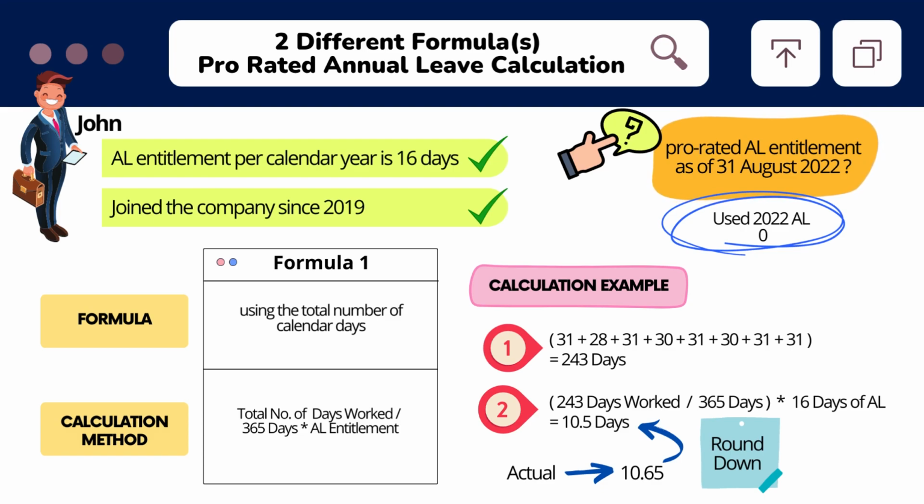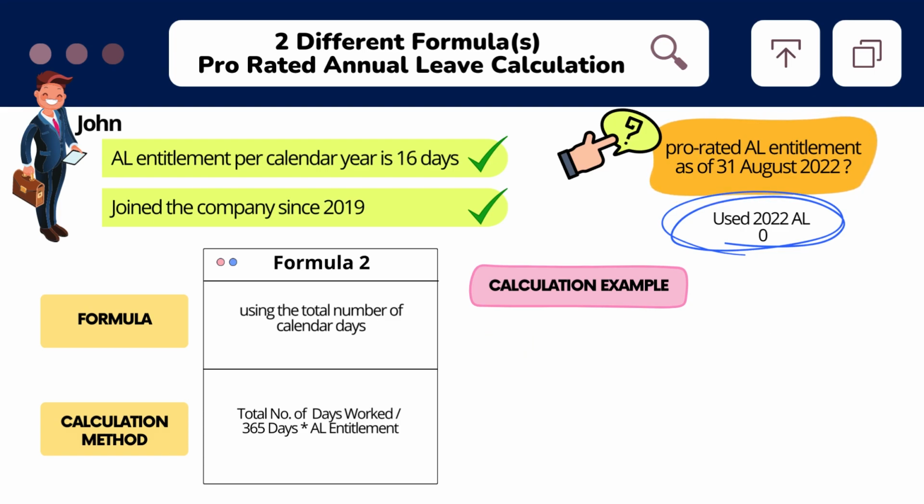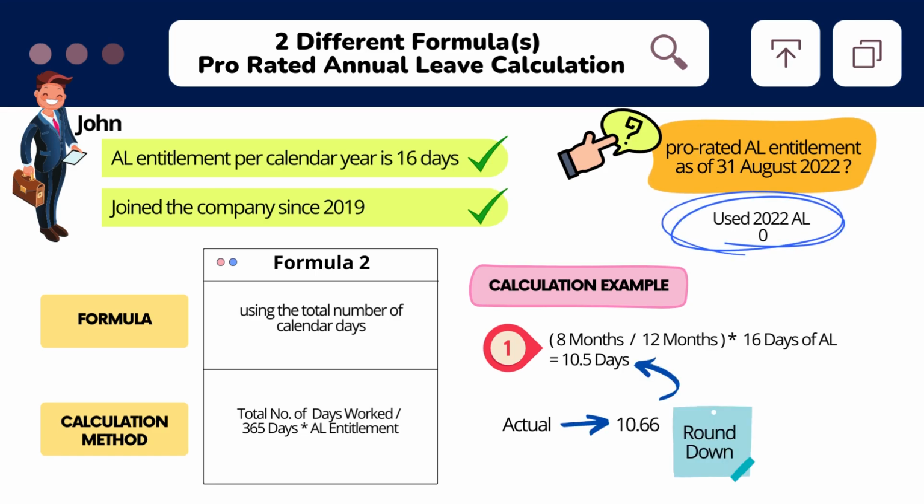Let's now use formula number 2, the total number of worked months, which is 8 months, divided by 12 months per calendar year and times John's per-year annual leave entitlement. The prorated annual leave entitlement is 10.5 days. Again, the actual number is 10.66, which will be rounded down to half a day.